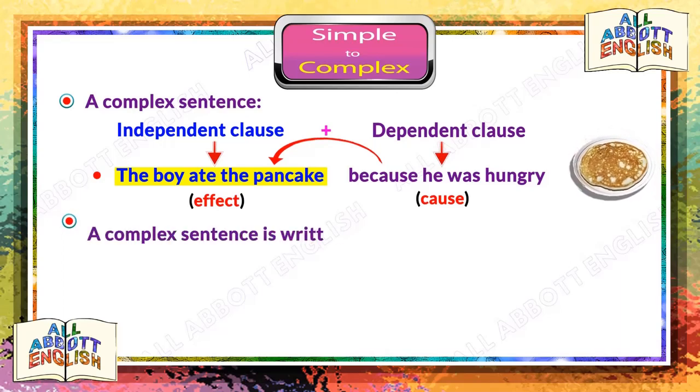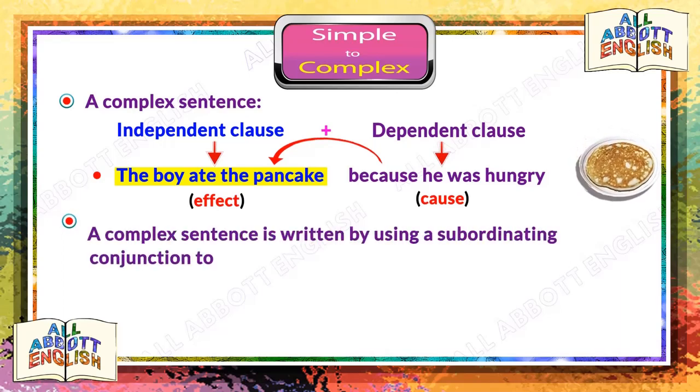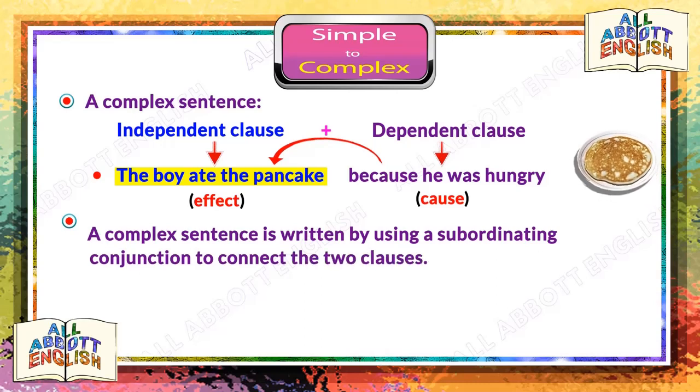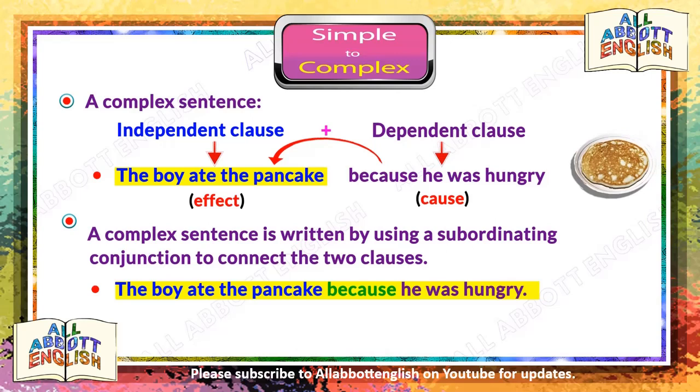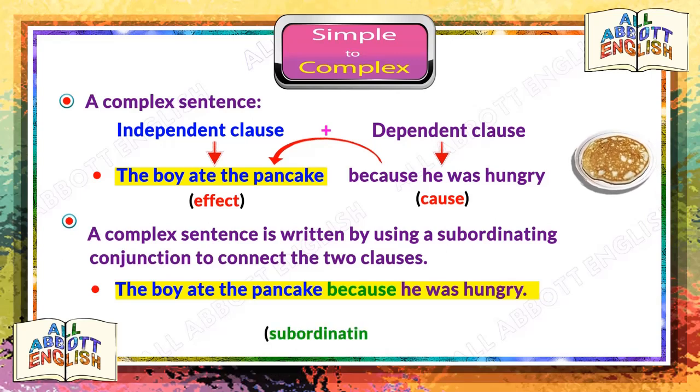A complex sentence is written by using connecting words known as subordinating conjunctions. These words connect the two clauses. The boy ate the pancake because he was hungry. In this case, the connecting word is because. The dependent clause often begins with a connecting word.